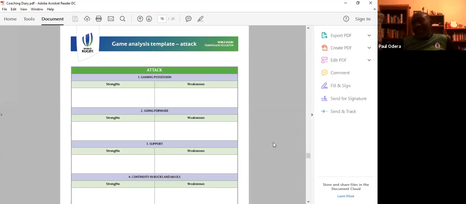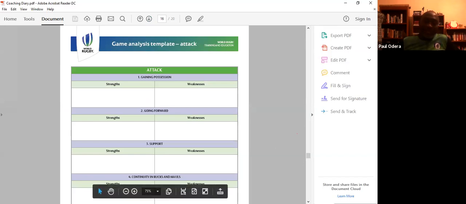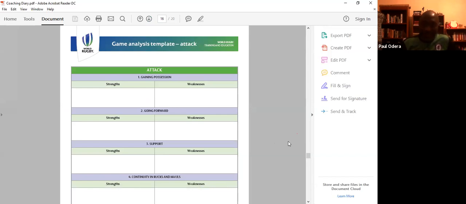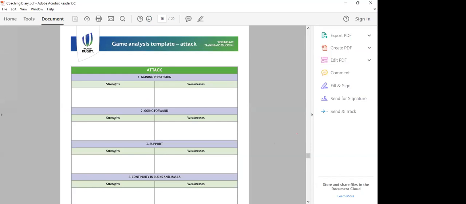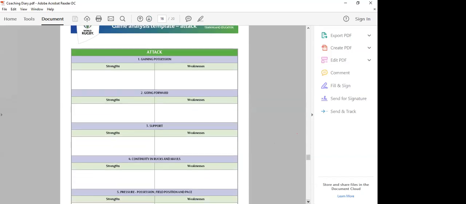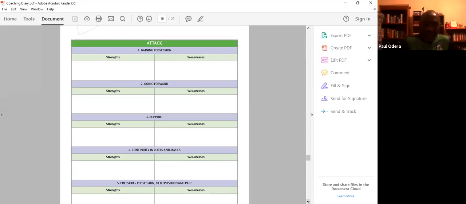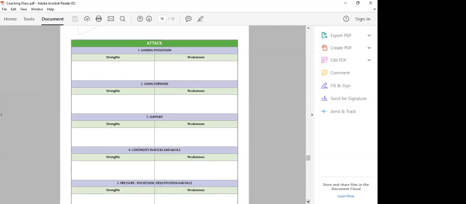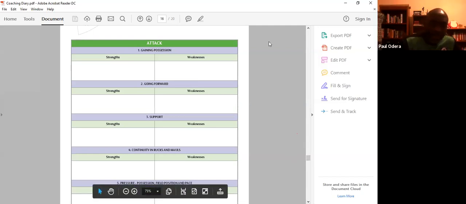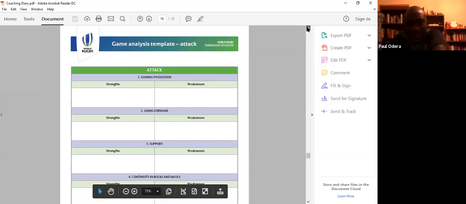Now, tell me, where does scrummaging fall under these principles in attack? Gaining possession, going forward, support, continuity, ruck. That's the best thing about the scrum, because it applies to everything. Shall we say it's when you're gaining possession? Okay. Now, Papa, remember, Malik, just take us back to the first page where there's Wayne Smith's picture.